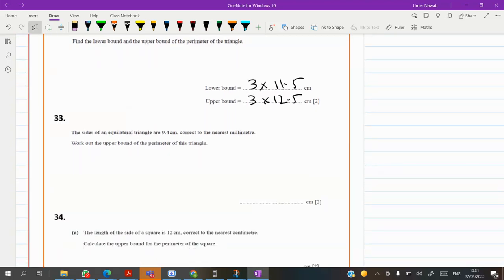The sides of the equilateral triangle are again to the nearest millimeter, but it is given in centimeters, so I'm going to first write it as 94 millimeters.